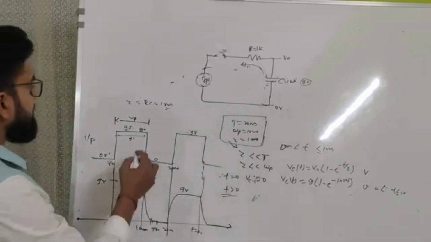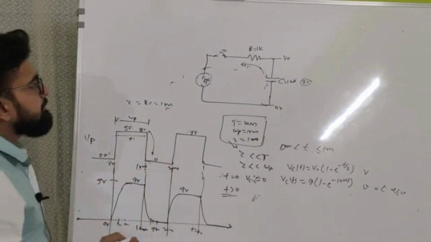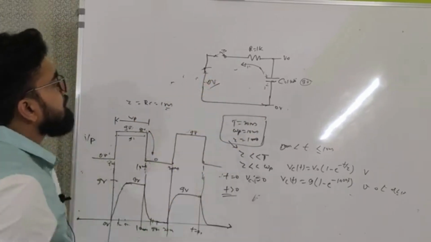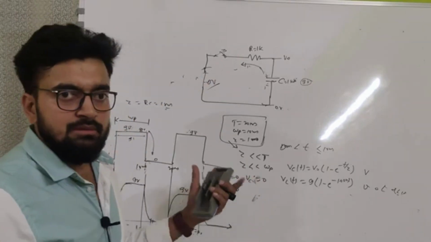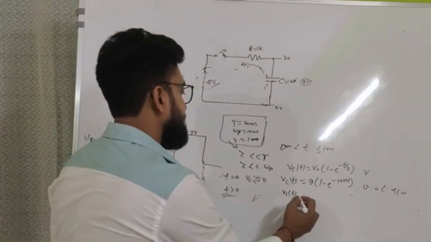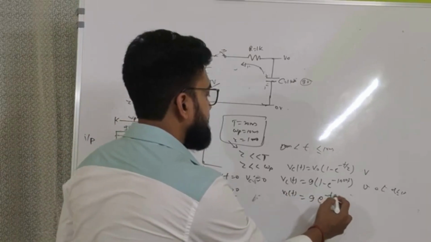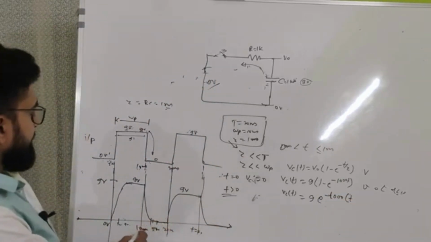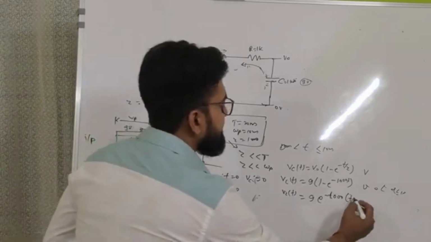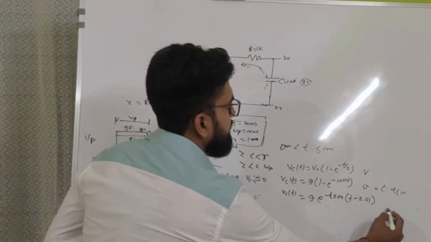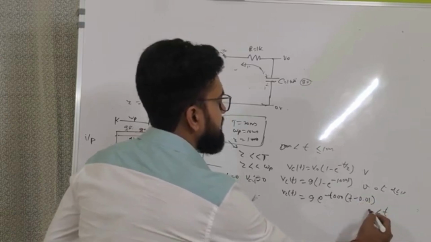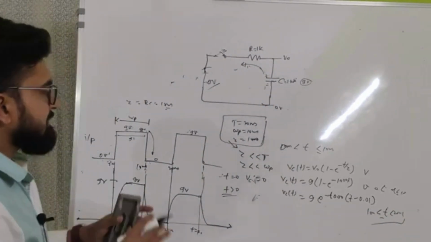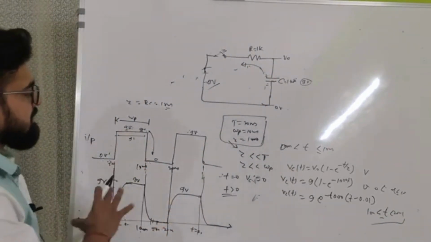So right after 10 milliseconds the input voltage is dropping down to 0. It means now the capacitor will start discharging and this will again be shorted. Okay, so we can write down the discharging equation of the capacitor, which is Vc of t equals 9 into e power minus 1000 into t, but right now discharging starts from t equals 10 milliseconds, thereby we'll shift it by 10 milliseconds. Okay, again this is for t equals 10 milliseconds to 20 milliseconds.